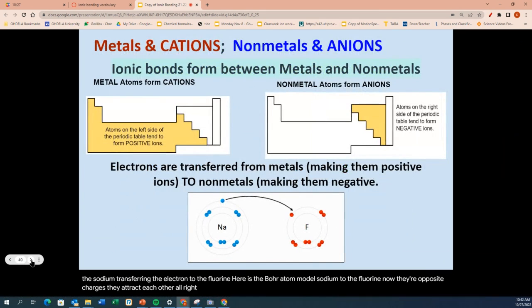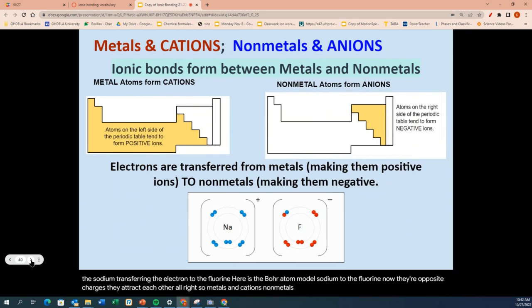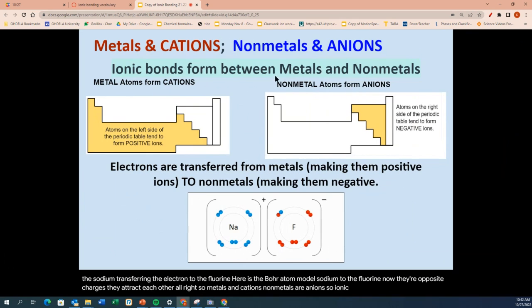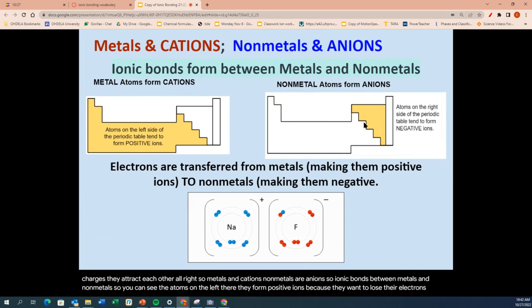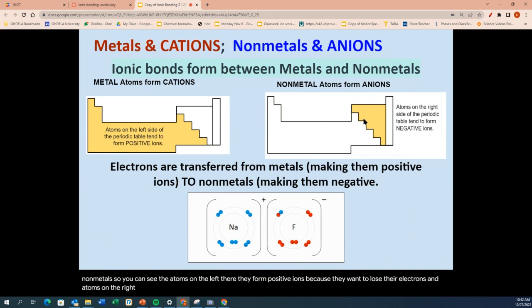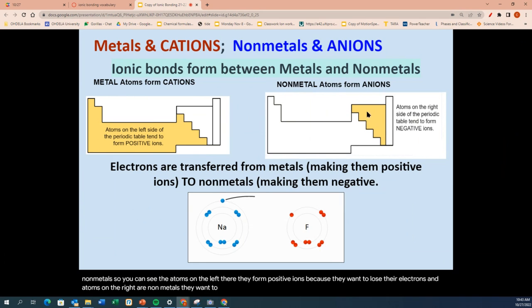All right, so metals form cations, nonmetals form anions. So ionic bonds are between metals and nonmetals. You can see the atoms on the left form positive ions because they want to lose their electrons, and atoms on the right are nonmetals. They want to gain electrons.